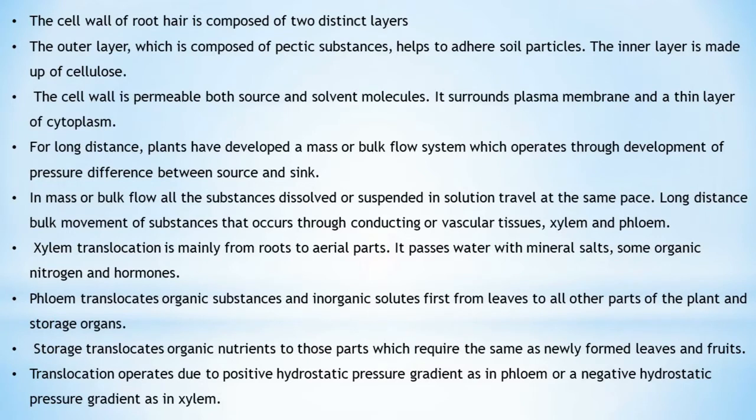That is, it processes water with mineral salts, some organic nitrogen and hormones. Phloem translocates organic and inorganic substances from leaves to all other parts of the plant, that is, from storage organs. Phloem translocates organic nutrients to those parts which require them, such as newly formed leaves and fruits. Usually stored food materials, hormones or growth regulators are transported to storage organs or newly formed fruits or leaves.